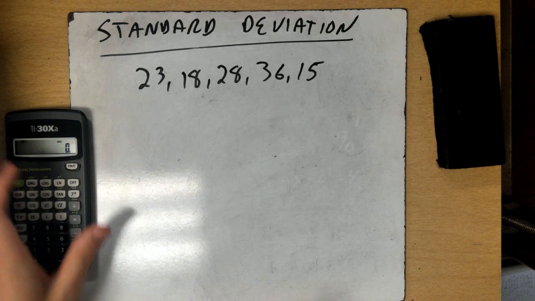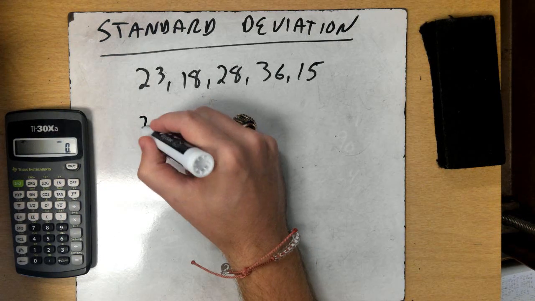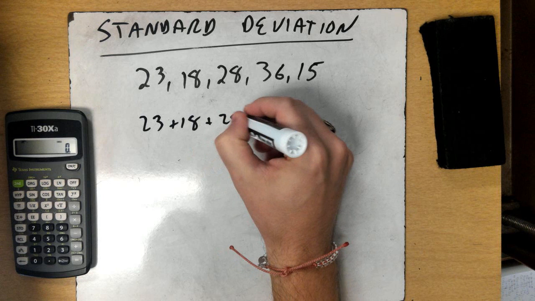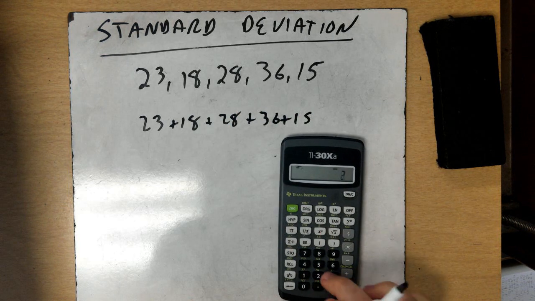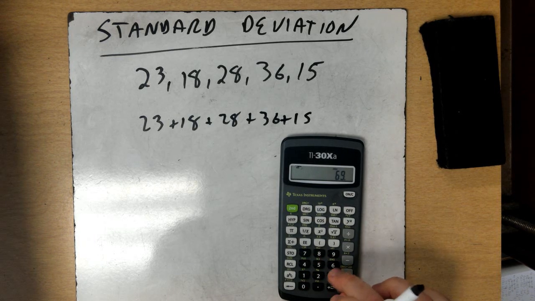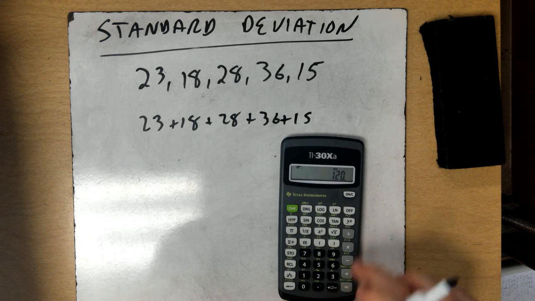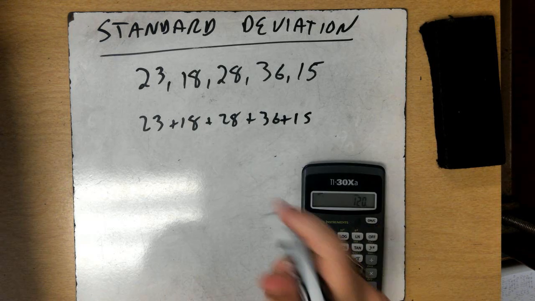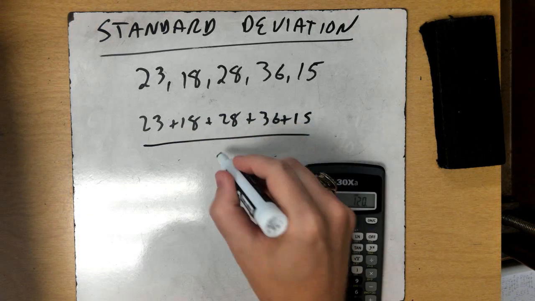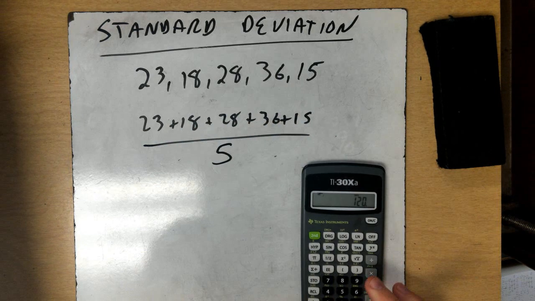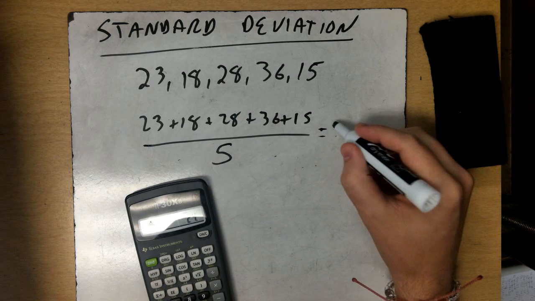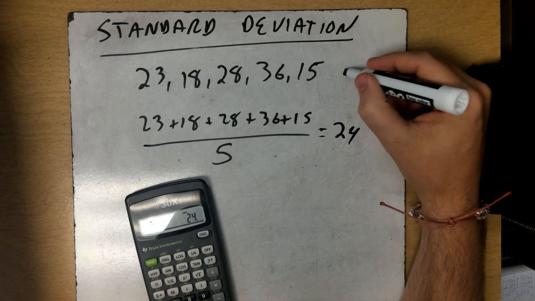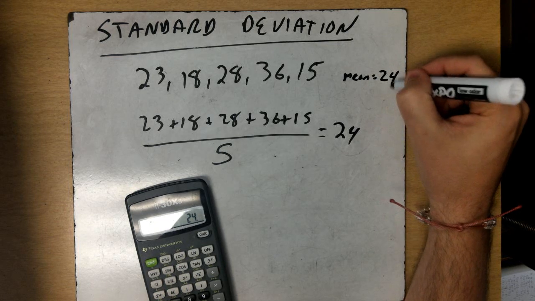Same deal. First thing we're going to do is find the mean, so we add them all up: 23 plus 18 plus 28 plus 36 plus 15 equals 120. Then we divide all this by how many there are. There are 5 numbers: 1, 2, 3, 4, 5. So we divide by 5 and we get 24. So our mean equals 24.